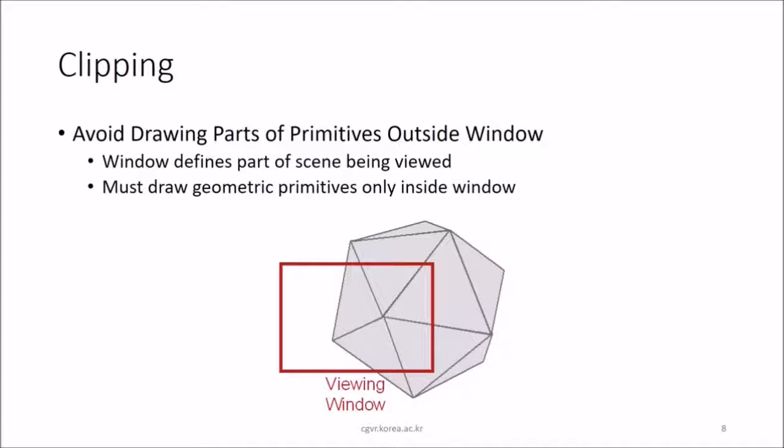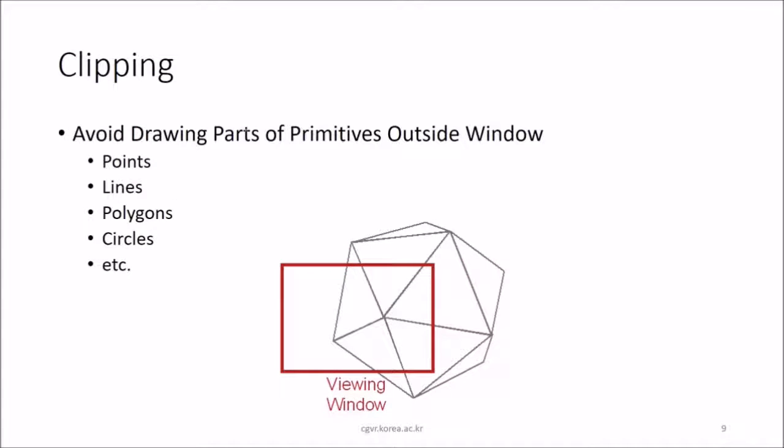So as I said, we avoid drawing parts of primitives outside the window. This is, say, our viewing window, and this is the object or any 3D primitive. We want to see only this part, so we want to remove this part. And this is called clipping. For that we can have points, lines, polygons, circles. In this line we have to clip this and show only this.